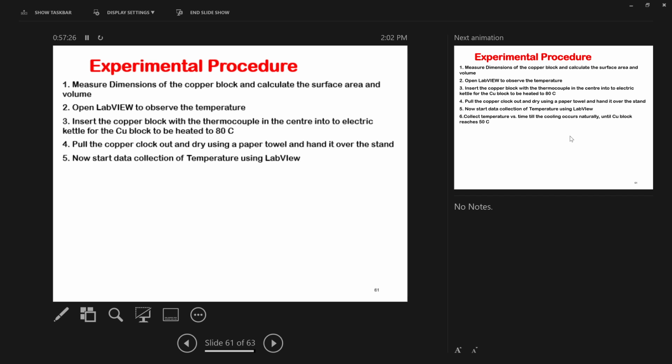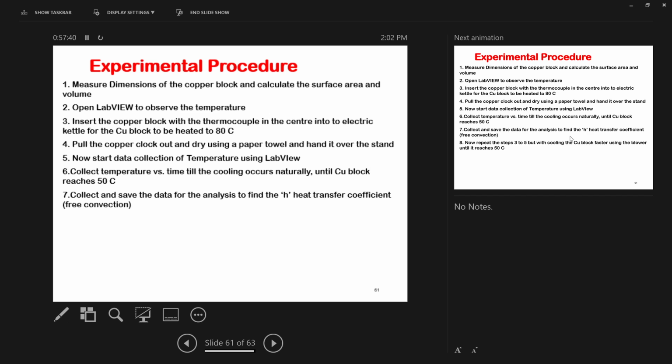Well, in our case, your temperature will drop, right? And then you collect the temperature versus time until your copper block temperature reaches 50 degrees. And you collect and save the data for the analysis to find the heat transfer coefficient.